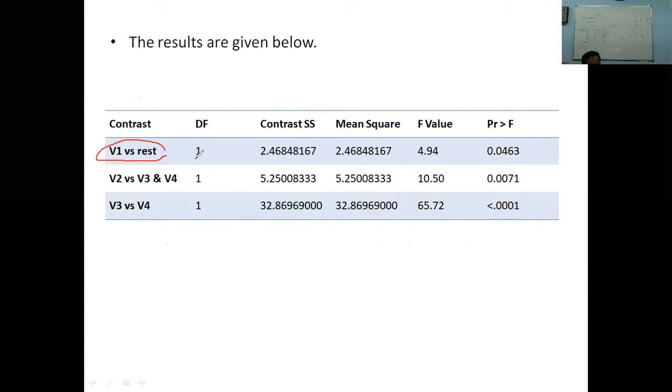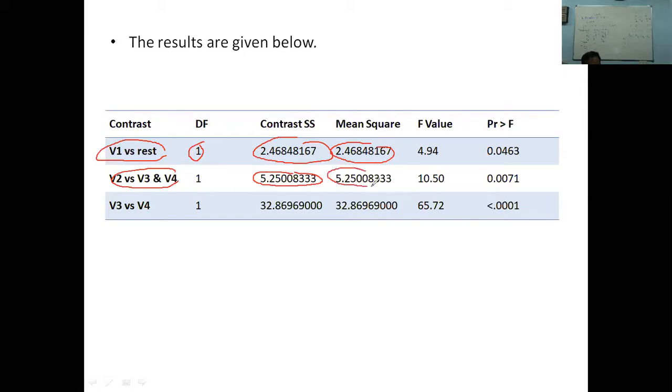That is the source of variance. You have 1 degree of freedom. The sums of square is that. Mean square is also the same because there is only 1 degree of freedom. Here V2, V3 versus V4. Here sums of square, mean square is the same.